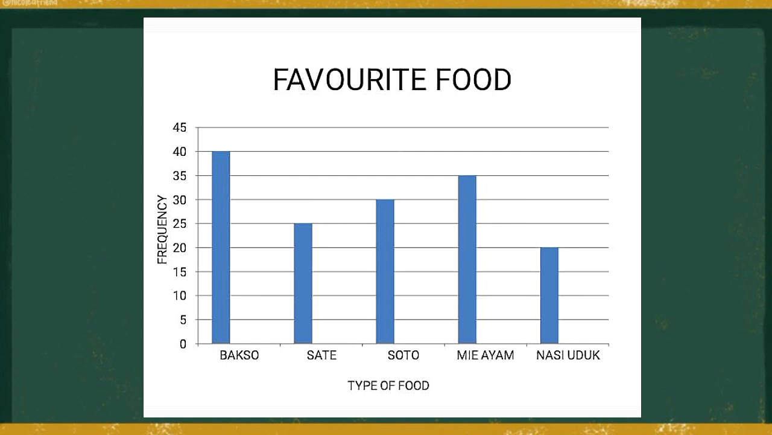In this bar graph, there are favorite foods, the frequency, and the name of the food. Who likes meatballs? Frequency 40. Who likes satay? Frequency 25. Who likes soto? Frequency 30. Who likes chicken nuggets? The frequency is 35. And then who likes nasi uduk? The frequency is 20.